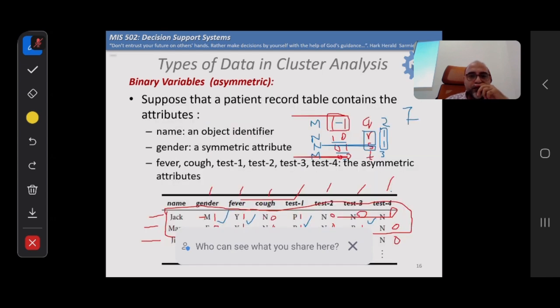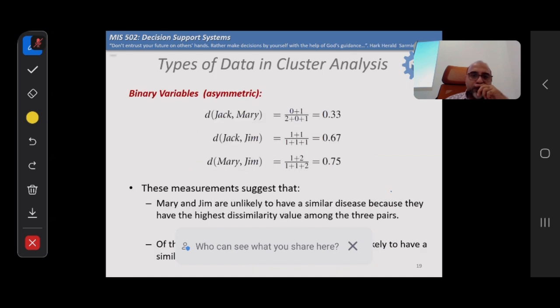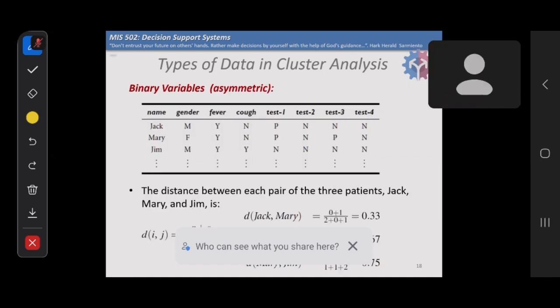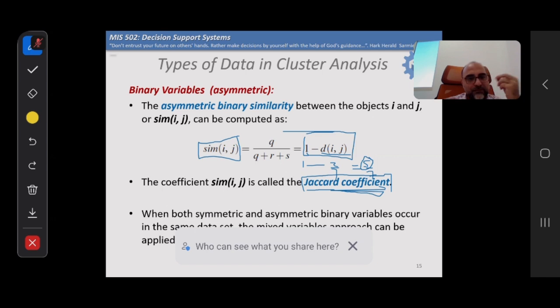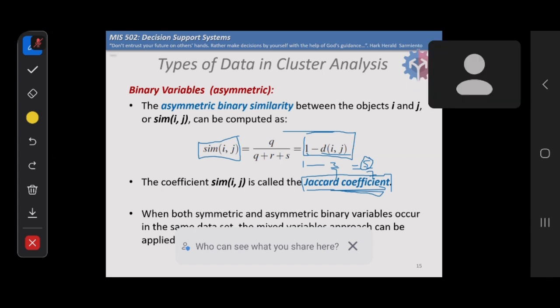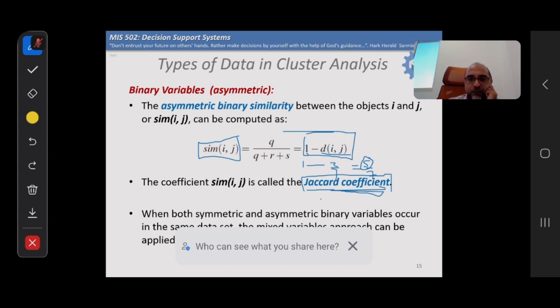So if you understand this very well, the last example about 1 minus dissimilarity: when you want to find not dissimilarity but similarity, then you do just 1 minus it. And you are going to call it what? What is the name of similarity? We call it the Jaccard coefficient. The name that you're seeing here is just the name of similarity.